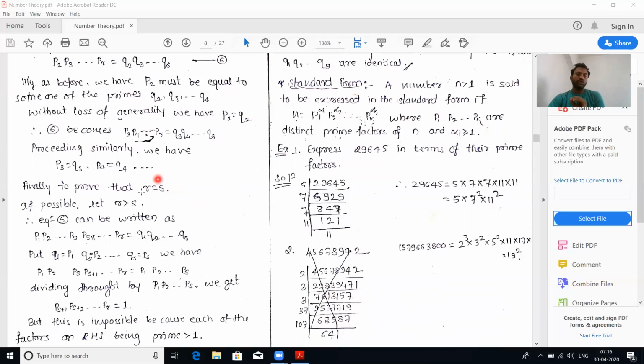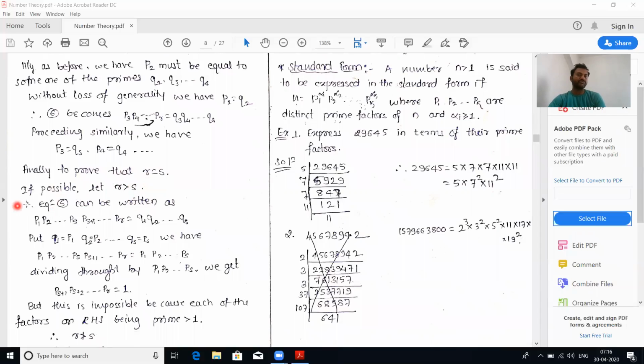Therefore, to prove this, we will assume that R is greater than S and check, then that R is less than S and check. Both will fail, so we say R is equal to S here. First of all, we will assume that R is greater than S.